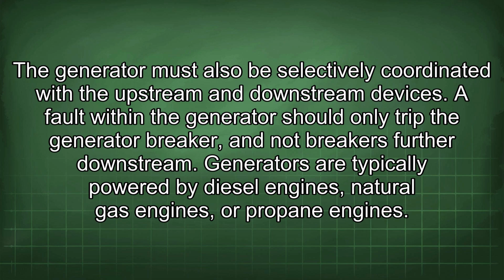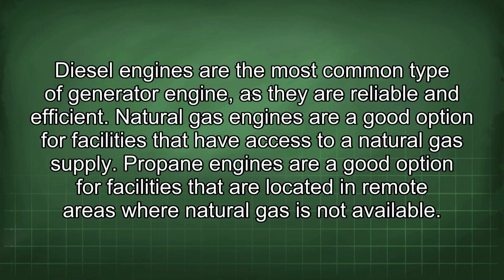Generators are typically powered by diesel engines, natural gas engines, or propane engines. Diesel engines are the most common type of generator engine, as they are reliable and efficient. Natural gas engines are a good option for facilities that have access to a natural gas supply. Propane engines are a good option for facilities that are located in remote areas where natural gas is not available.